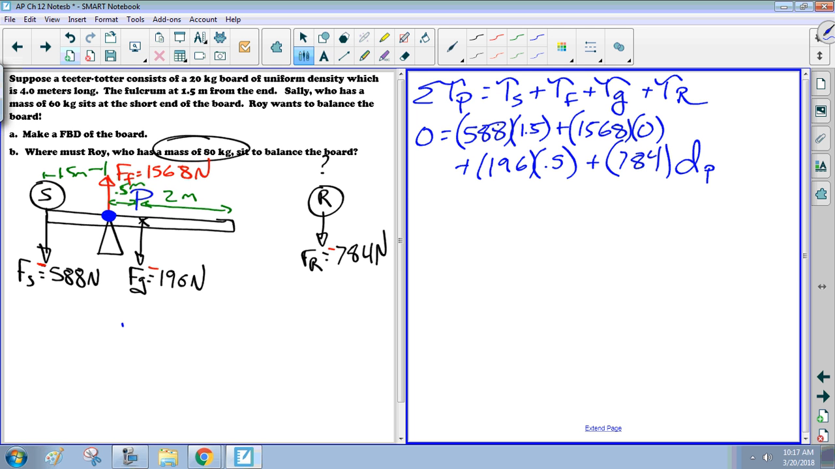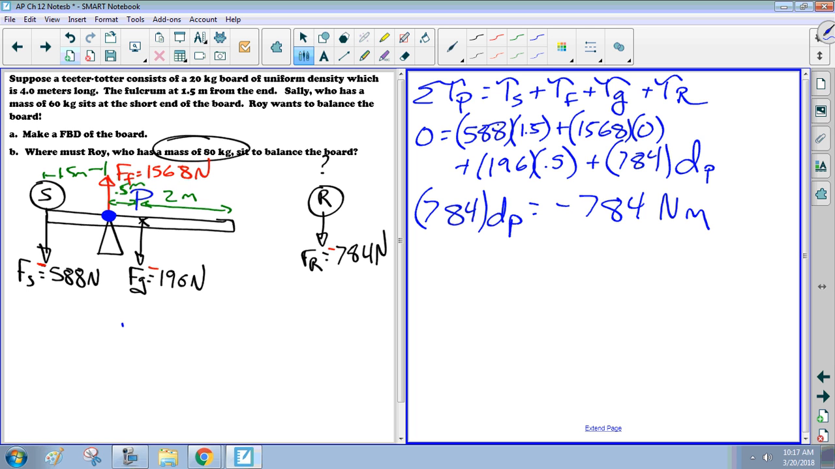So bear with me here, you guys. I want to point something out. This will hopefully help you understand a little bit better what's going on with the signs. If you algebraify all of this, here's what you get. You get 784 times the distance from the pivot point equals negative 784. Now, if you divide, that gives you a distance of negative 1, right? So does that mean that he goes to the left? No. Just like common sense, he's got to sit on the other side, right?